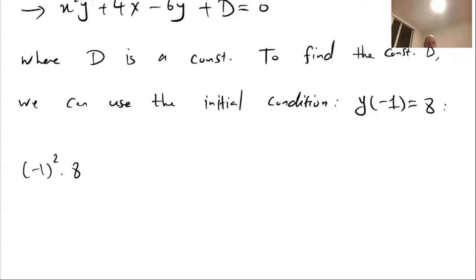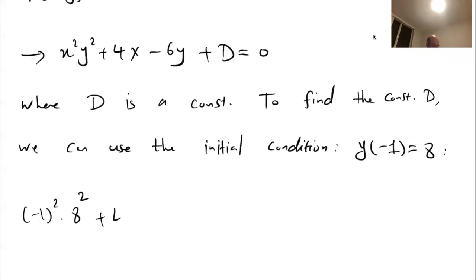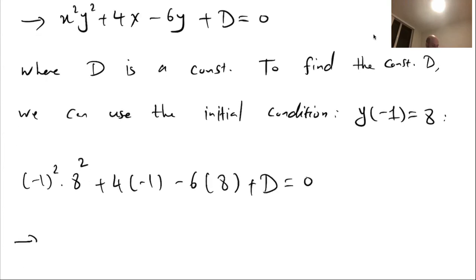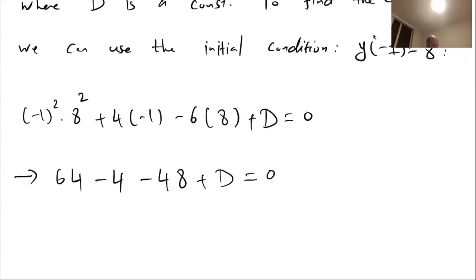So if we replace x with -1 and y with 8, then we get (-1) squared times 8 squared plus 4 times -1 minus 6 times 8 plus D equals 0. So that gives me 64 minus 4 minus 48 plus D equals 0. And then 64 minus 52, that will be 12, plus D equals 0. That gives me D equals -12.